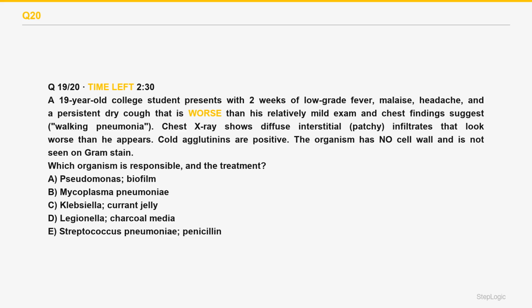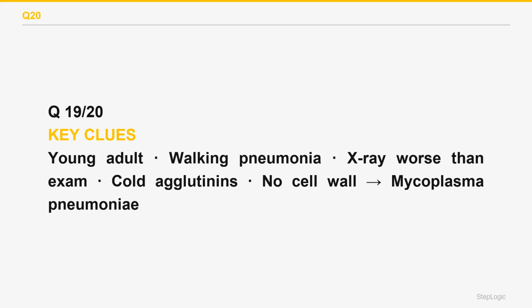Read the command: organism and treatment. Young adult, walking pneumonia, x-ray worse than exam, cold agglutinins, no cell wall: Mycoplasma pneumoniae, treated with a macrolide or doxycycline. This is Mycoplasma pneumoniae, the classic cause of walking pneumonia, an atypical pneumonia common in young, otherwise healthy people in close quarters, like college dorms and the military.